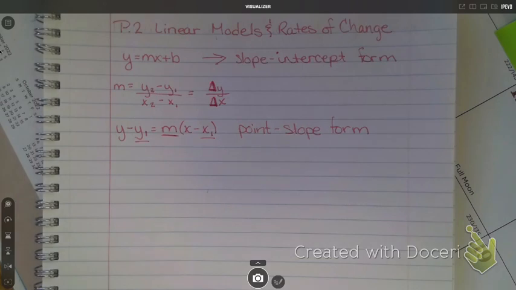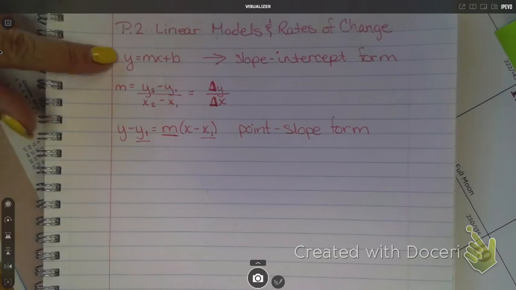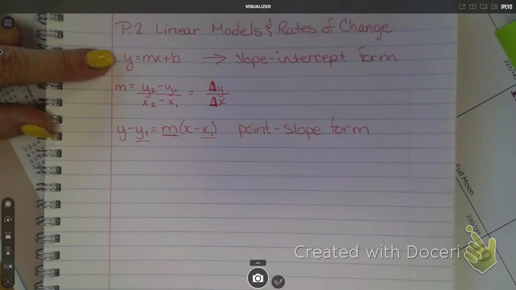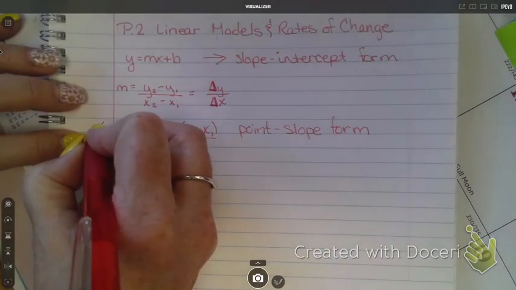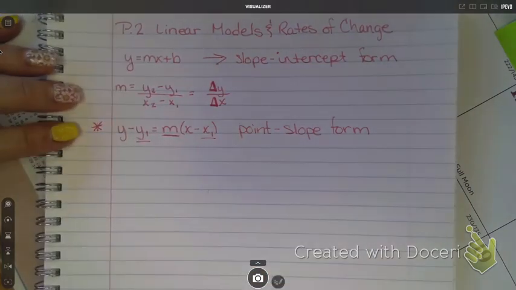This is what we will use. If we want something in slope-intercept form and we're not given the slope and the intercept, we're going to plug it into point-slope form and then solve for y, and it gets you back up to slope-intercept. We are not going to plug it into slope-intercept, solve for b, and then plug it back in. It's a waste of time. So the main one we're going to use is this one right here. Got me?